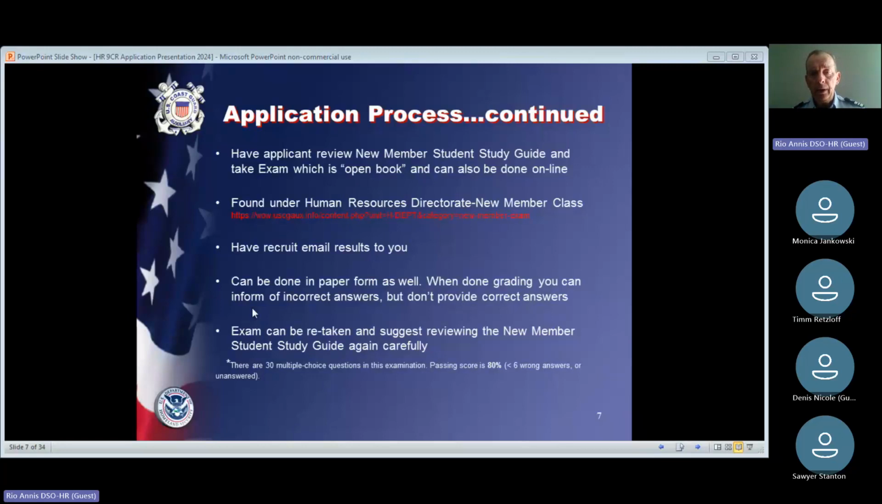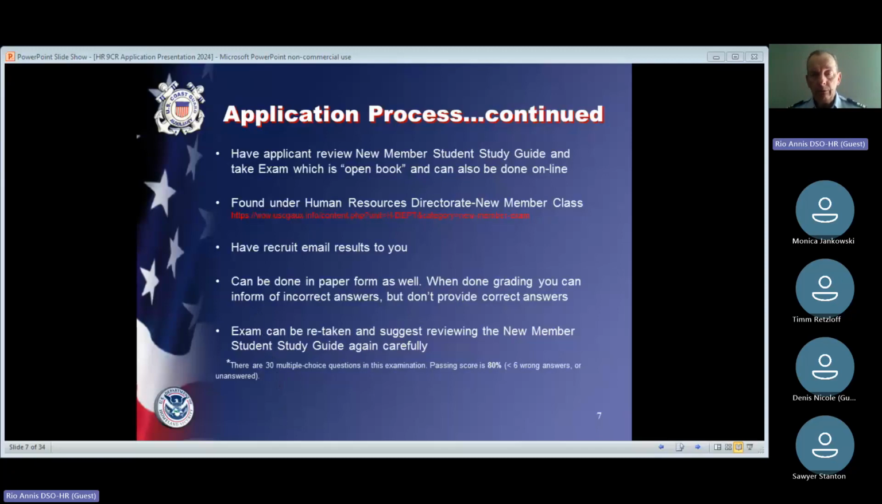The new member exam could be done on paper, and then you would have to grade it. The answers are also on that website. Just a little longer process, but it can be done that way. Obviously, if they don't pass the exam, it does not mean that they cannot become an auxiliary member. They just need to do it again.